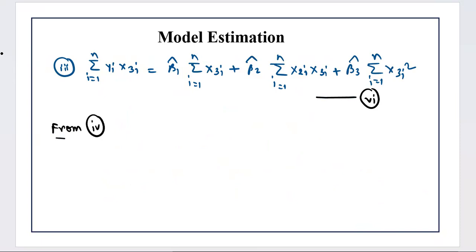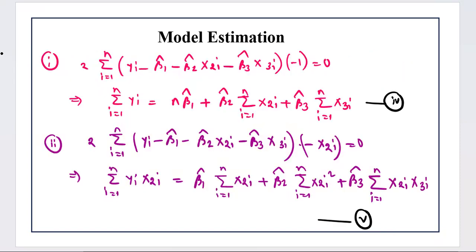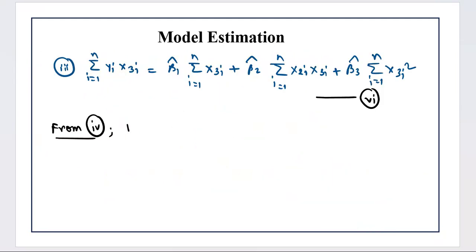So basically we are using equation number 4. In equation 4, if you divide both sides by n, right? This is equation number 4. Divide both sides, both the left hand side and the right hand side, by n, and then see what will be the scenario.